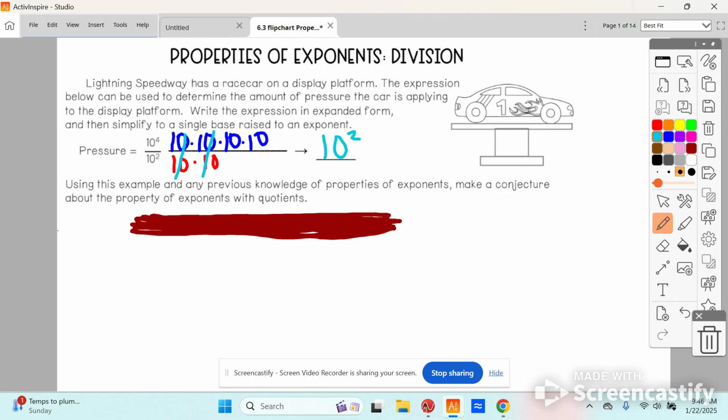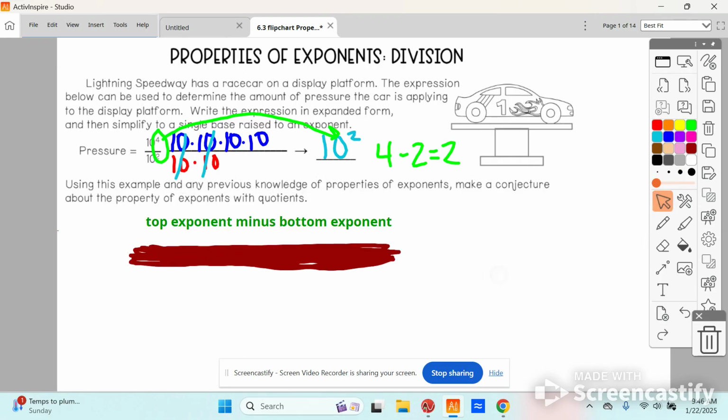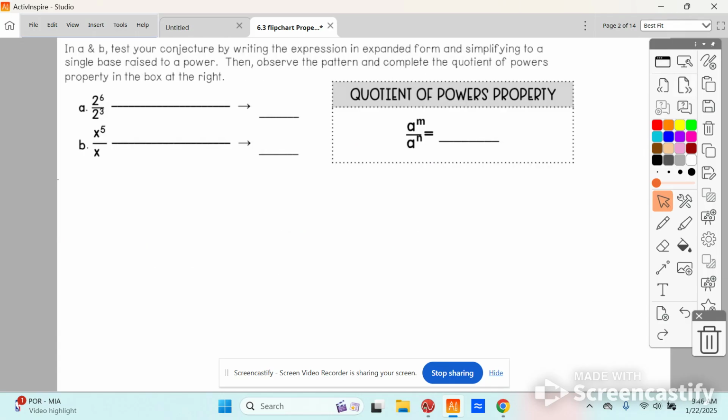Using this example and any previous knowledge of the properties of exponents, make a conjecture about the property of exponents with quotients. What it means is we're making a prediction about how we get from 4 and 2 to 2. I noticed that we eliminated two 10s, so I would assume 4 minus 2 equals 2. So that is my conjecture. The top exponent minus the bottom exponent is equal to my new simplified exponent.